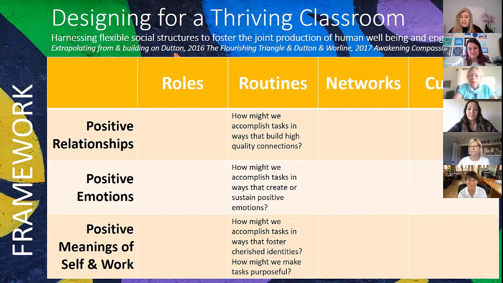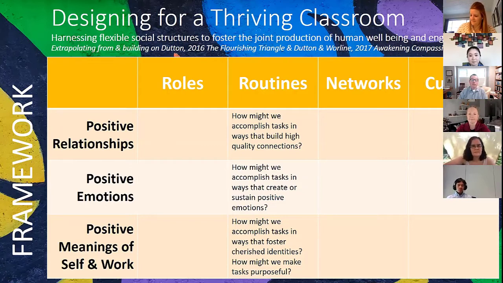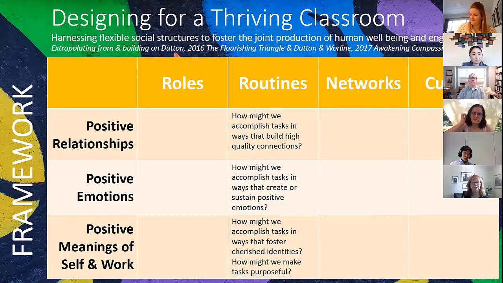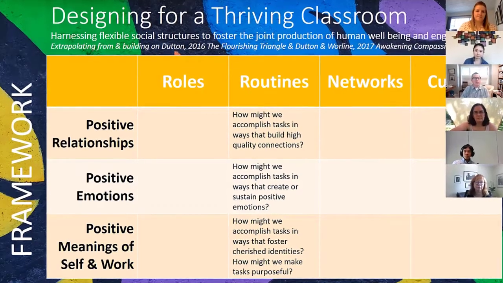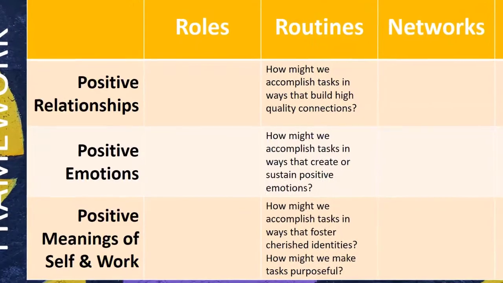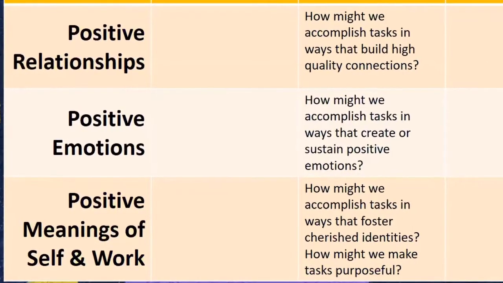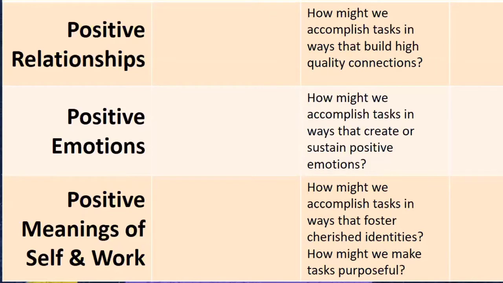Now, in addition to the social architecture, as you might expect coming from positive organizational scholarship, we also have a theory of how to increase and support human well-being in our classrooms. And so I'm giving you a matrix here that I think of as a very helpful matrix for designing for a thriving classroom that combines Jane Dutton's thinking about the flourishing triangle and what helps people flourish in context with these four parts of the social architecture that we've talked about already. And if you put them together in a matrix like this, in every cell of this matrix, you'll get a unique design question that will help you consider the social architecture and an element of human well-being together.